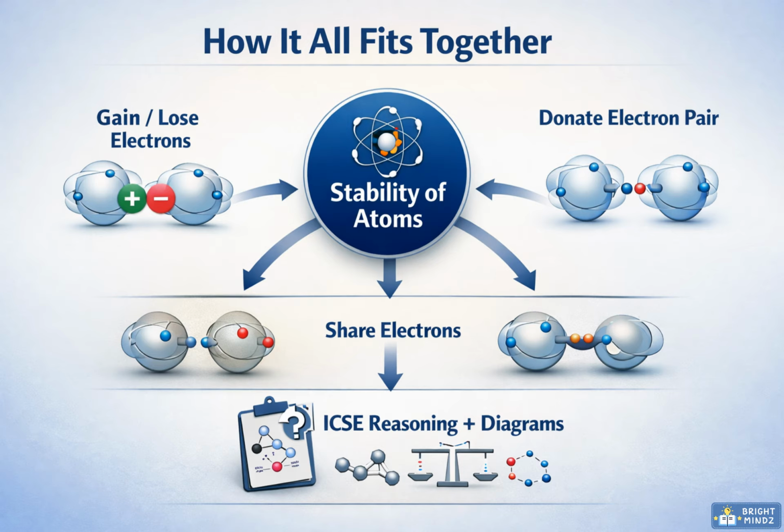Bonding becomes much easier when you focus on one central question: how does an atom become stable? From there, three main pathways make sense. Some atoms gain or lose electrons, leading to ionic bonding. Some atoms share electrons, forming covalent bonds and dot structures. In special cases, one atom donates a pair of electrons, giving coordinate bonding.